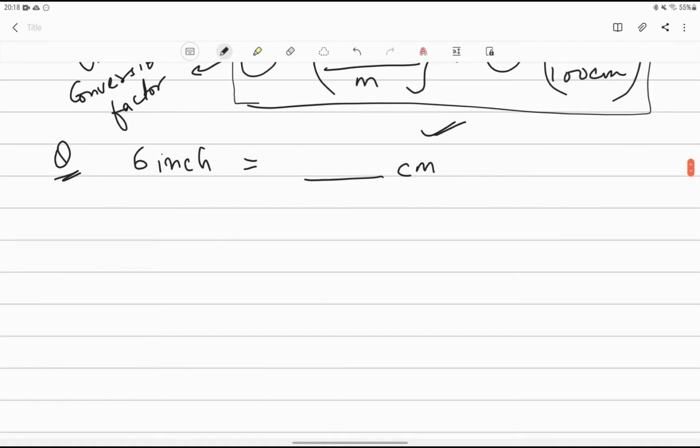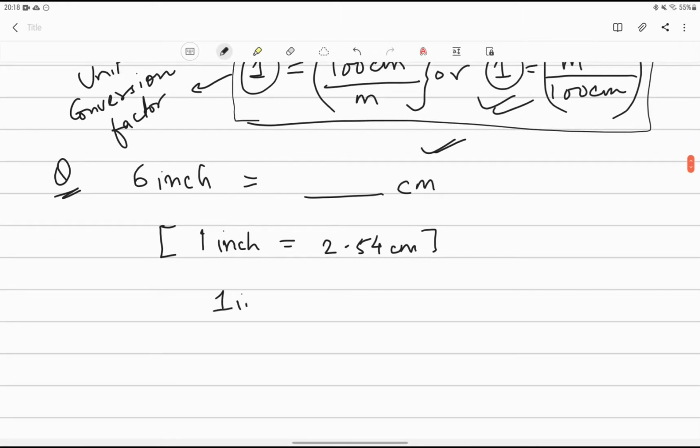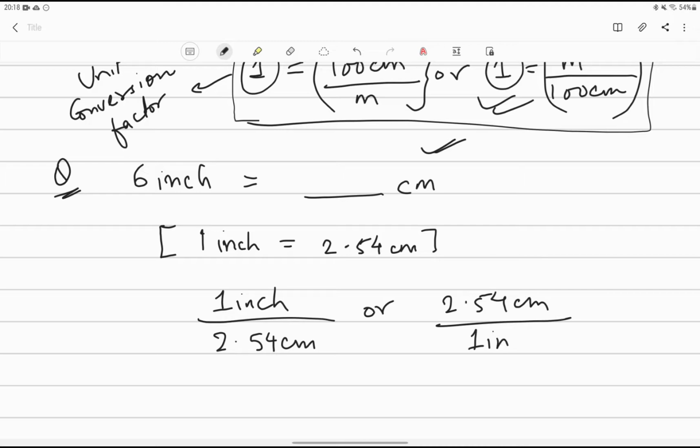Now just see. For 6 inch to be interconverted into centimeter, I first need a relation between inch and centimeter. We know that 1 inch is equal to 2.54 centimeters. This relationship can be expressed in two ways, just like we expressed here. We can write it as 1 inch divided by 2.54 centimeter, or we can also write it as 2.54 centimeter divided by 1 inch. It is actually equal to 1 in both the cases.